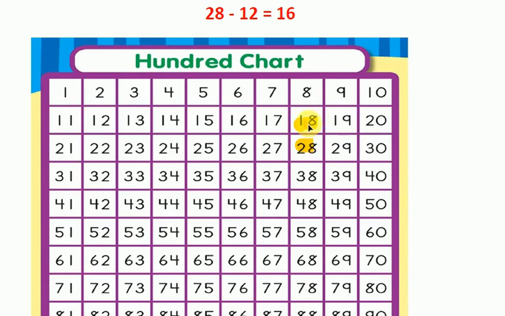So 18. You reached 18, right? So now you have to back count number of ones. So 2 ones. 17, 16. Which number did you reach? You reached 16. So 28 minus 12 is 16.